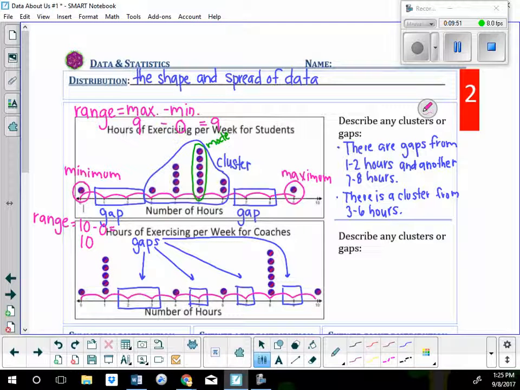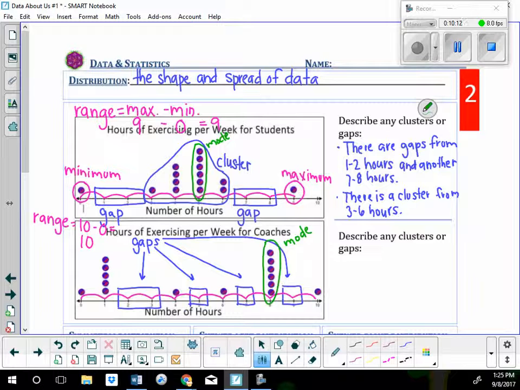All right, Finn, tell us something that you observed. 8 hours a week is the mode. You got it. We have 8 hours a week is the most frequent number of hours that coaches exercise.